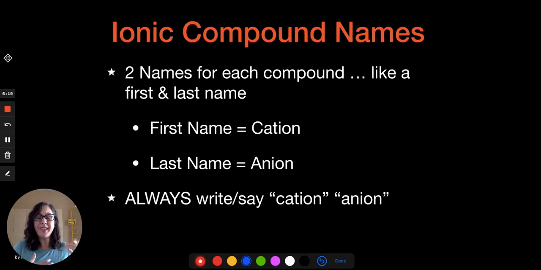So that is how we name the individual ions. How do we put these together when we're talking about an ionic compound? And so there's a two-name system. We have a first name and a last name for these compounds, and think of it as the cation and the anion. The cation is the first name and the anion is the last name. Always cation first, then anion, no matter what. That is the standard way in which we write these.